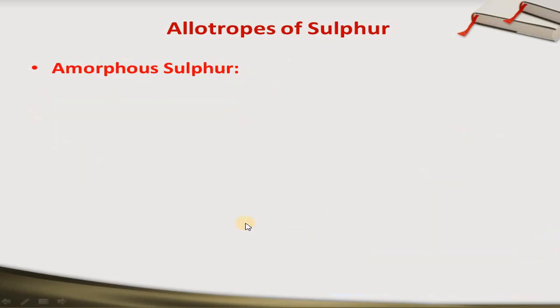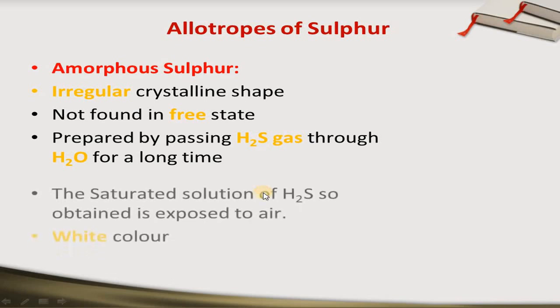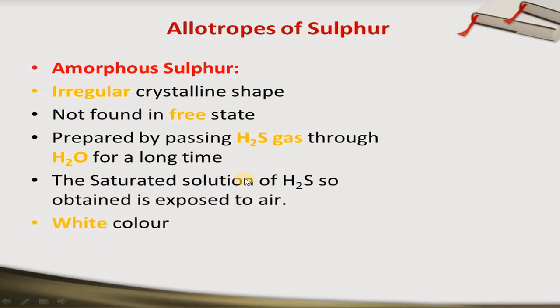The last allotropic form of sulfur given in your book is amorphous sulfur. It has an irregular crystalline shape. It is not found in the free state. It is prepared by passing H2S gas through water for a long time. Then the saturated solution of H2S obtained is exposed to air.